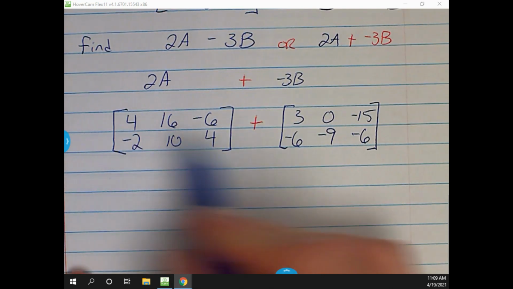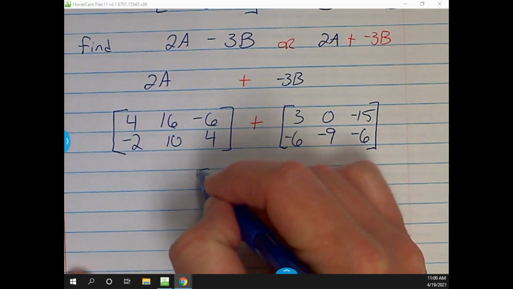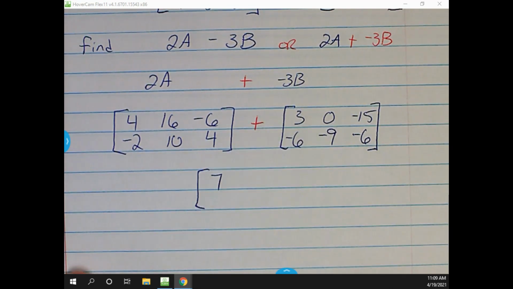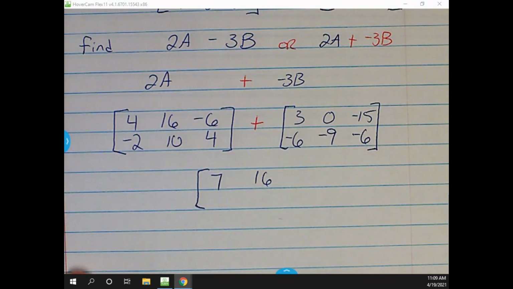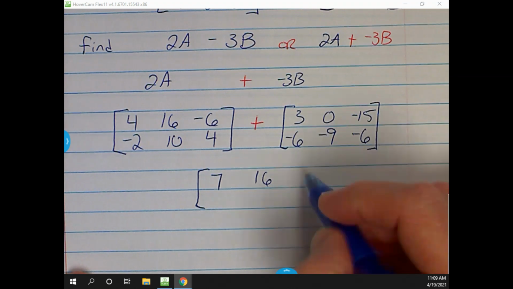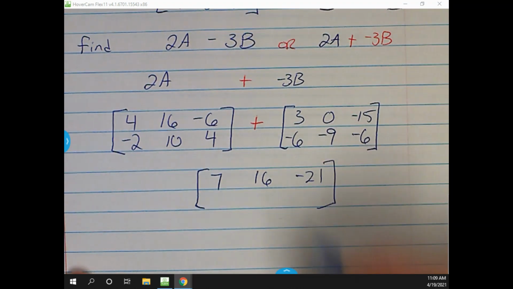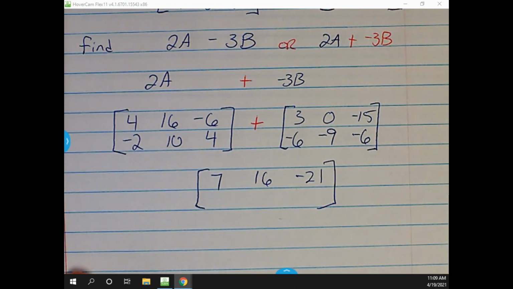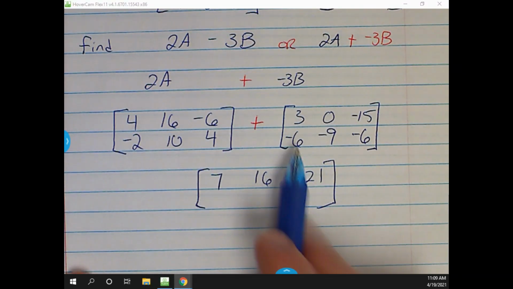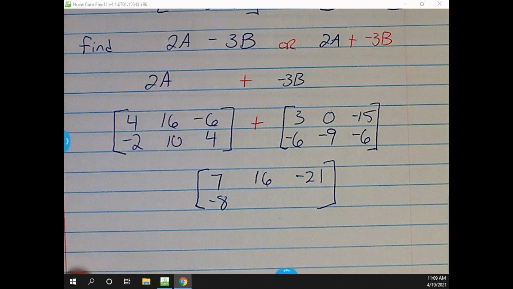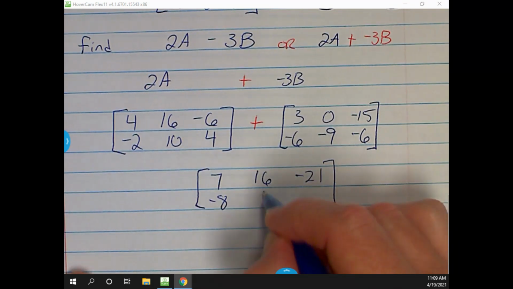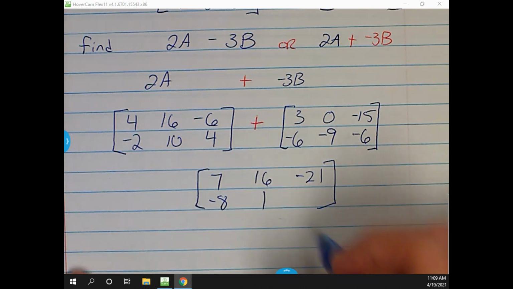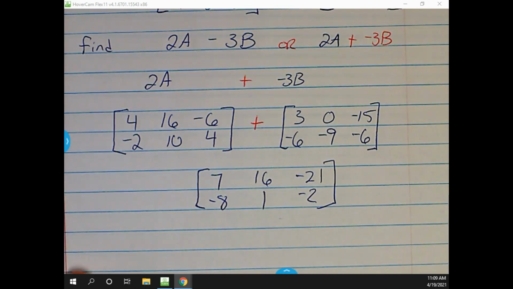So now it's 4 plus 3, which would be 7. It's 16 plus 0, which is 16. It's negative 6 plus negative 15, which would be negative 21. All right, bottom row: negative 2 plus negative 6 is negative 8. 10 plus negative 9 is really 10 minus 9, so that's 1. And then 4 plus negative 6 would be negative 2.